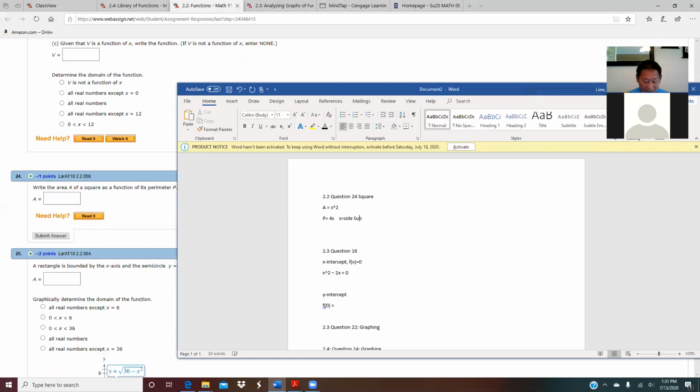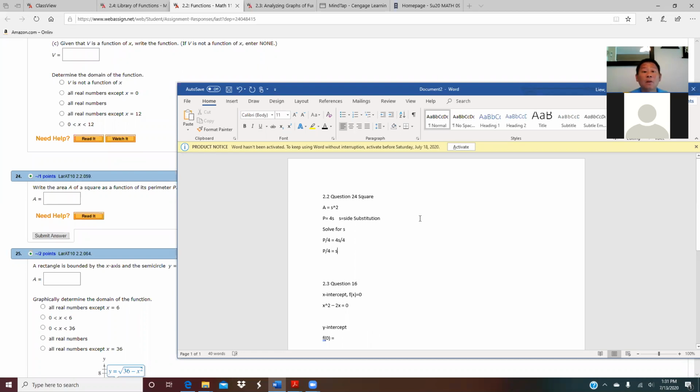So we plug it back into the S in the area formula. First, we will solve for S. The perimeter P in this case is 4S. In order for us to get S by itself, I will divide by 4. So I divide both sides by 4. Then S is P over 4, the perimeter divided by 4 is the side S.